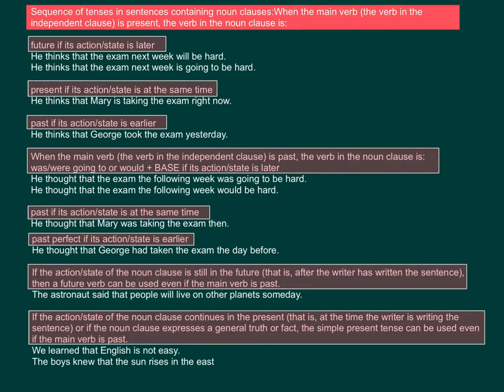When the main verb, the verb in the independent clause, is past, the verb in the noun clause is was, were, going to, or would plus base if its action or state is later. Like, he thought that the exam the following week was going to be hard. Or, he thought that the exam the following week would be hard.